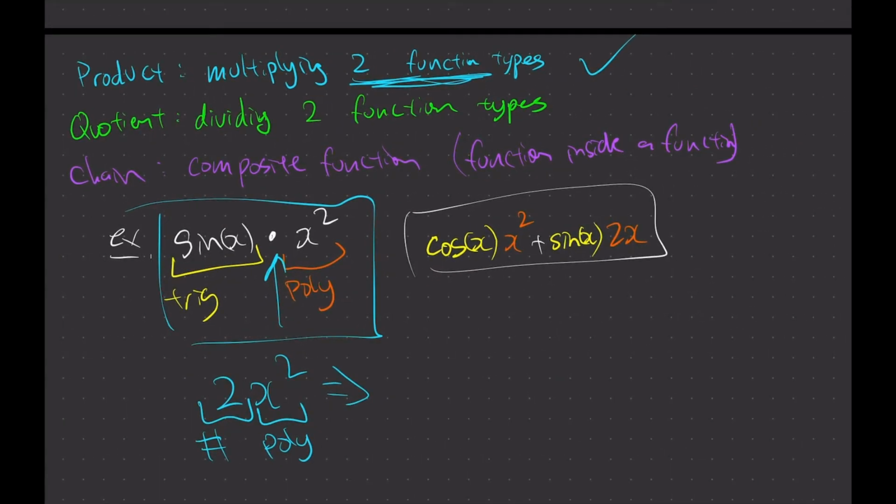Remember, you only use product rule when you have two function types, okay? Not just a number. If it's just a number, you just drag it down. Very simple, right? Just drag it down. The answer here is 4x, right? No need to use product rule, okay?